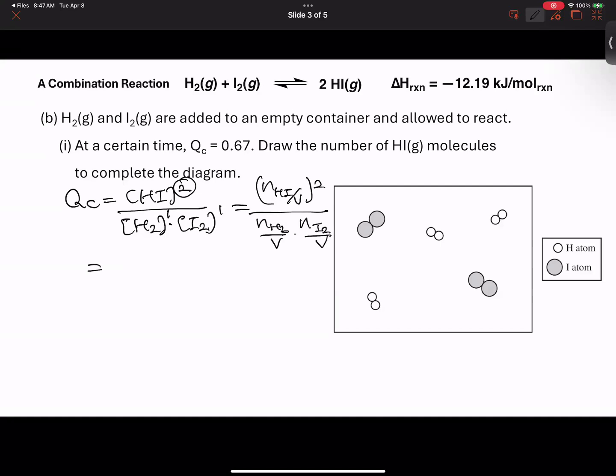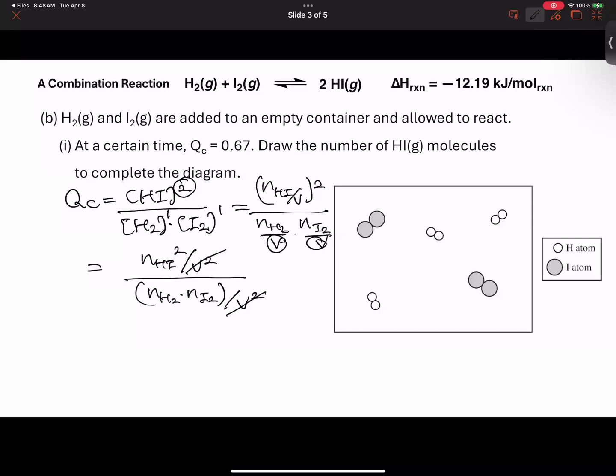So this one is the mole number of hydrogen iodide squared divided by volume squared, and divided by the mole number of hydrogen gas times the mole number of iodine gas divided by volume squared. Here's a volume, so the volume squared cancels out. It is simply a mole number ratio. And the mole number ratio is the same as the number of particles, by Avogadro's number. So then we can simply substitute the number of particles, not the mole number, into this expression.